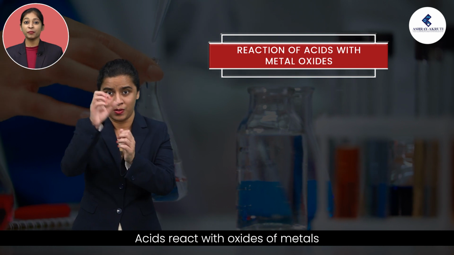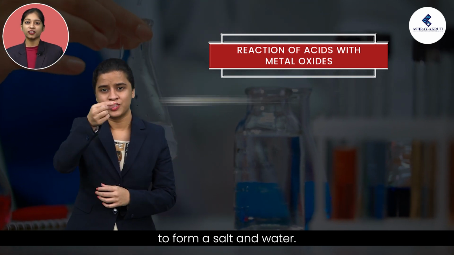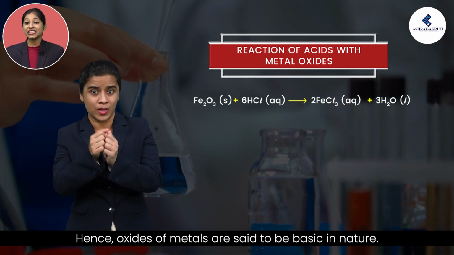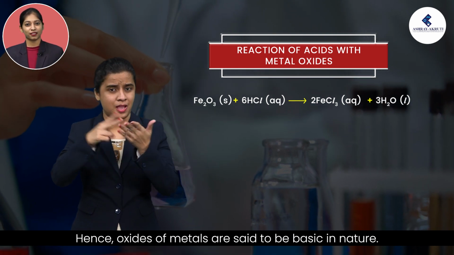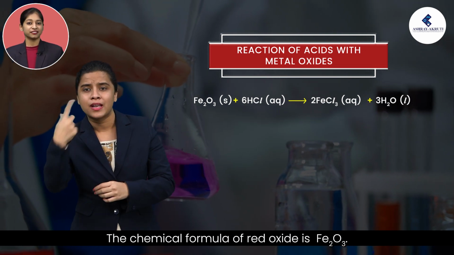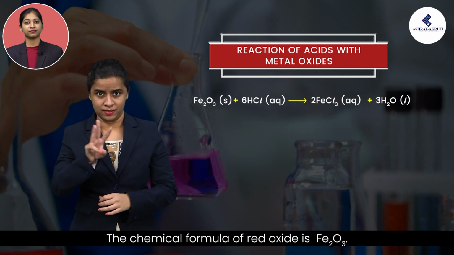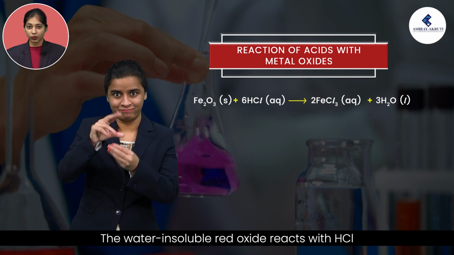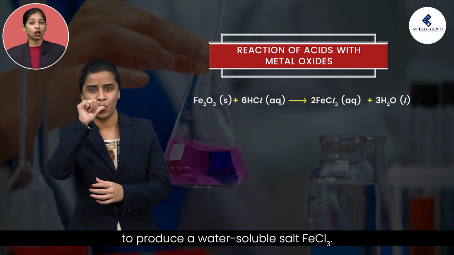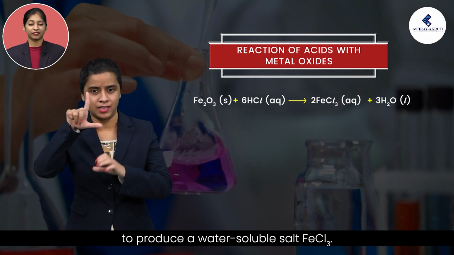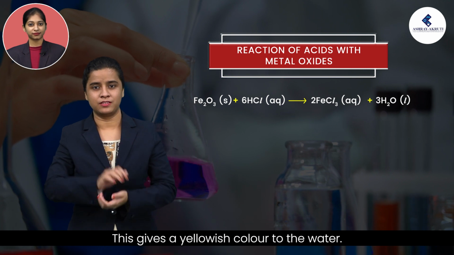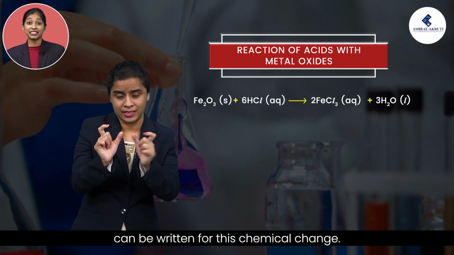Acids react with oxides of metals to form a salt and water. Hence, oxides of metals are said to be basic in nature. The chemical formula of red oxide is Fe2O3. The water insoluble red oxide reacts with HCl to produce a water soluble salt, FeCl3. This gives a yellowish color to the water. The following chemical equation can be written for this chemical change.